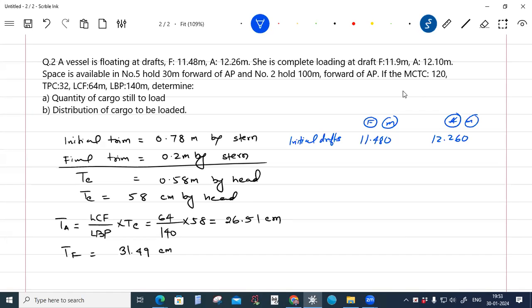Final answer कैसे निकालें? You are loading something, so there is going to be body sinkage. What is it? That body sinkage is how much? That's what we need to calculate. W upon TPC, and that is in centimeter, by the way. Don't get confused. W upon TPC in centimeter. That's why I keep insisting on the unit. बॉडी सिंकेज का क्या मतलब है? ये प्लस रहेगा, ये प्लस रहेगा.